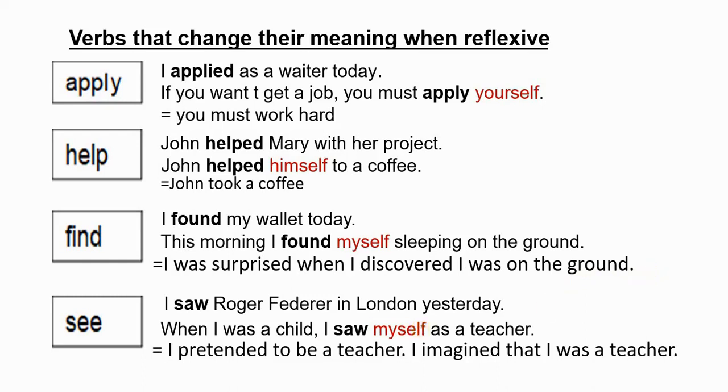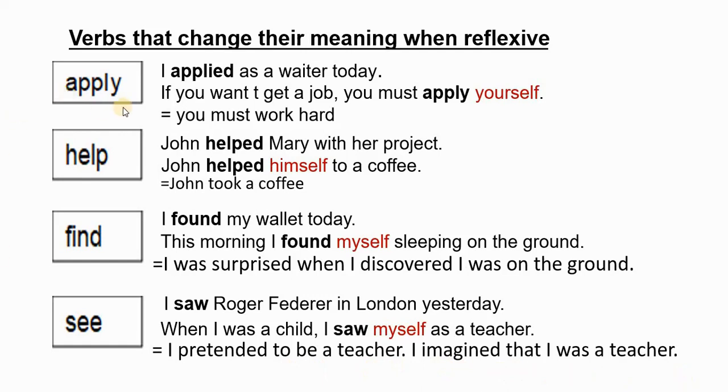Okay? And we have here see. So we see something with our eyes. Example, I saw Roger Federer in London yesterday. But when it is reflexive, it is very different. When I was a child, I saw myself as a teacher. This means I pretended to be a teacher. I imagined that I was a teacher. So I was dreaming about being a teacher.